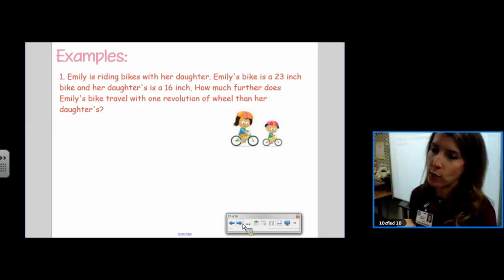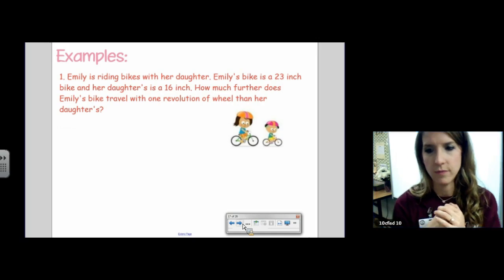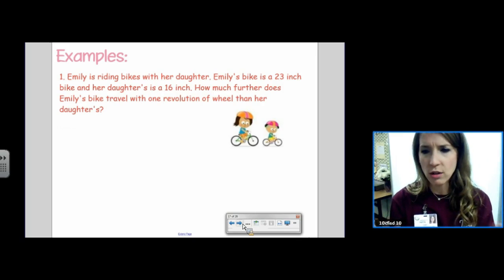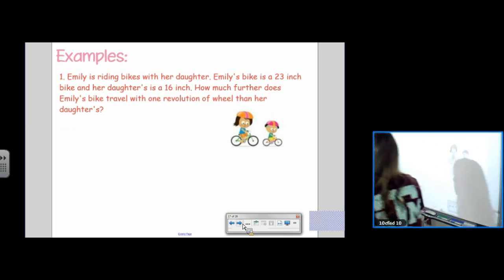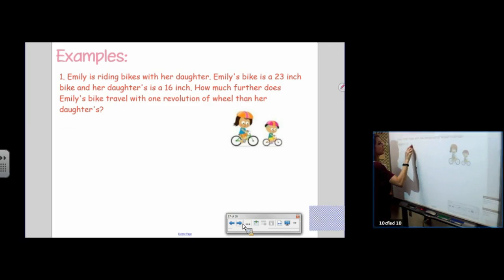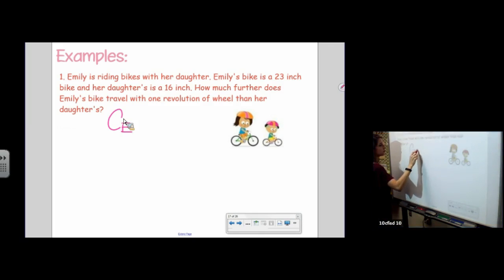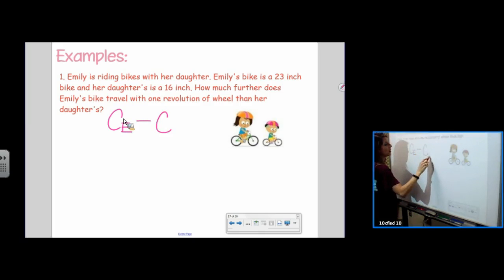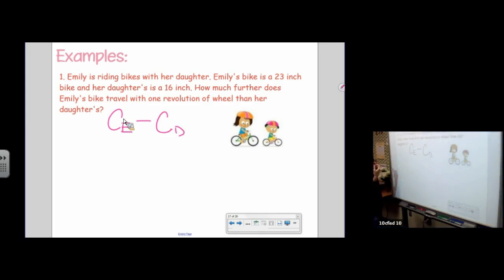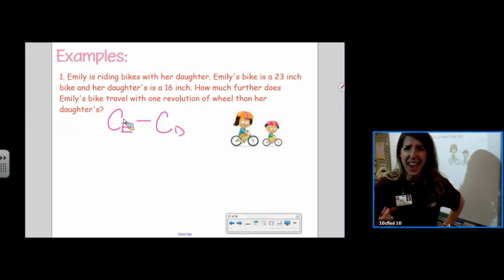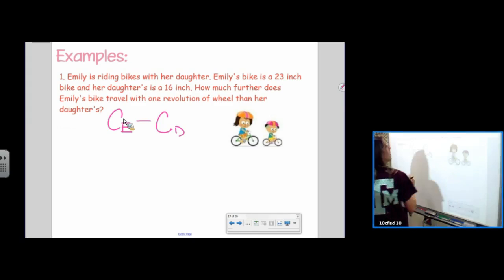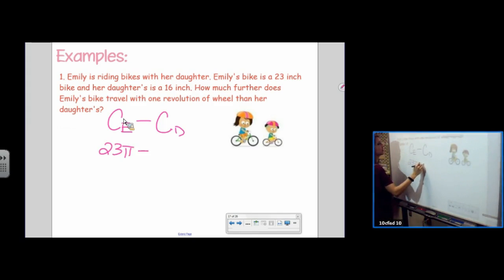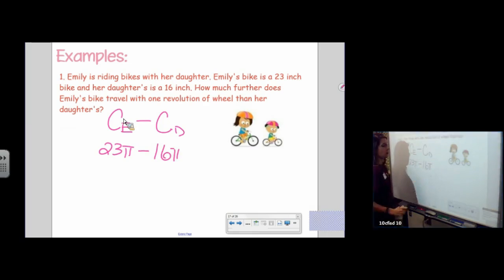So what are we looking for here? What kind of value? Looking for the area of a circle? No, of course, we're looking for the circumference. So we want the circumference of Emily's bike minus the circumference of her daughter's bike. Well, this is easy because they gave us the diameters. So the circumference is pi d, pi times diameter. So this is just 23 pi minus 16 pi.